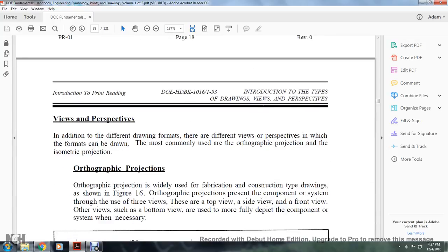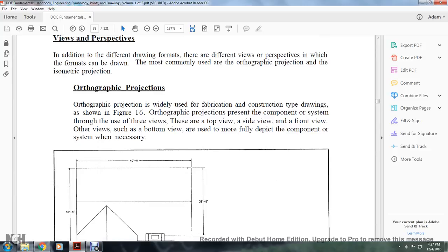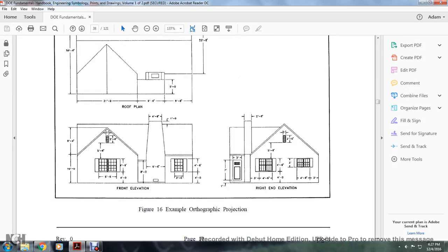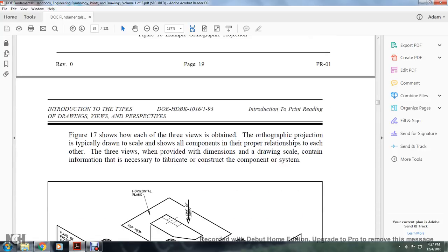Views and perspectives. In addition to different drawing formats, there are different views and perspectives in which the formats can be drawn. The most commonly used are the orthographic projection and the isometric projection. Orthographic projection is widely used in fabrication and construction drawings, shown in Figure 16. Orthographic projections present components of the system through the use of three views: the top view, side view, and front view. Other views, such as a bottom view, are used to more fully depict the component or system when necessary. Figure 16 shows an orthographic projection of a house: the front end, the roof plan, and the right end elevation.